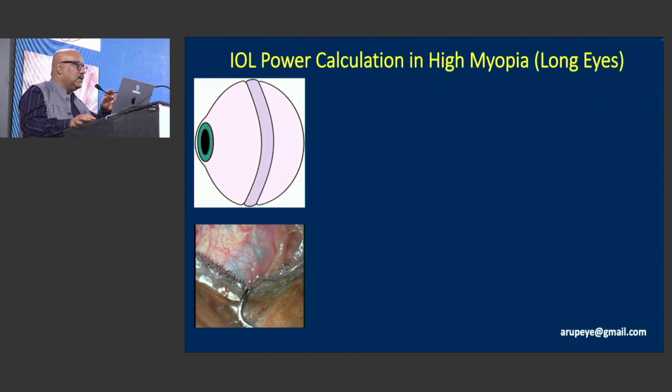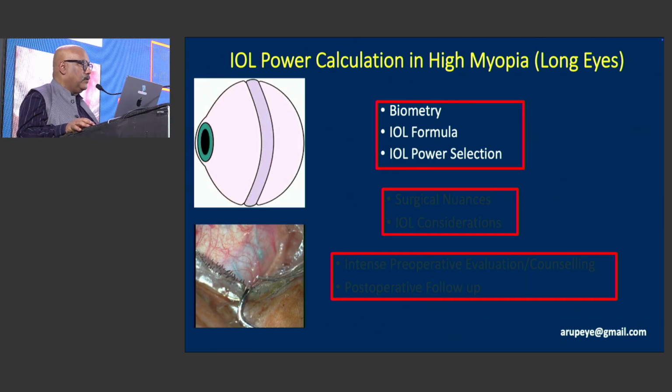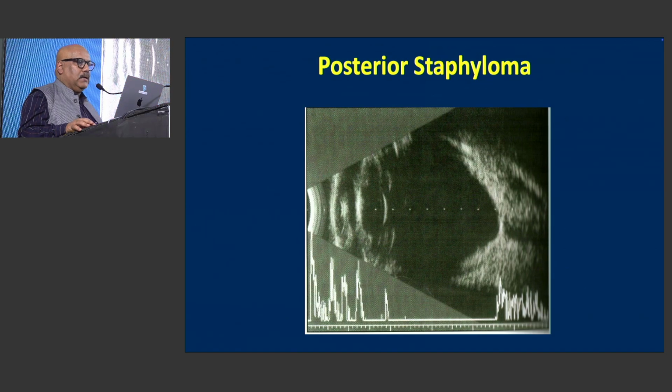I think Dr. Sandhya has covered the points extremely well for high myopia. The main problem is the biometry. Even if you're not doing optical biometry, what IOL formula, Madhu was asking, are you going to select in these patients?